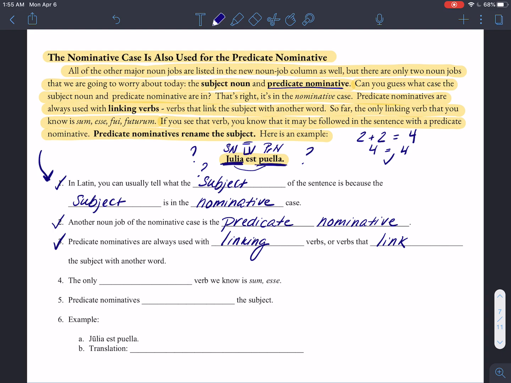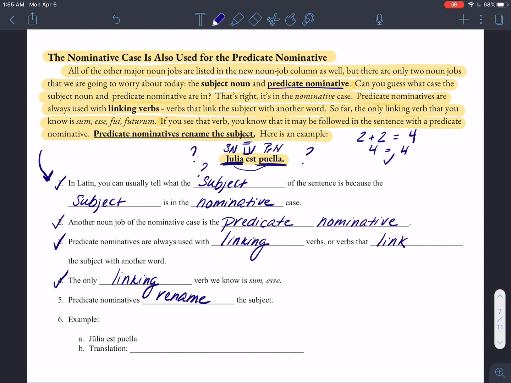Number 4, the only blank verb we know is sum, esse. So the only linking verb that we know is sum, esse, meaning to be. Number 5, predicate nominatives blank the subject. That's this here. Predicate nominatives rename the subject.